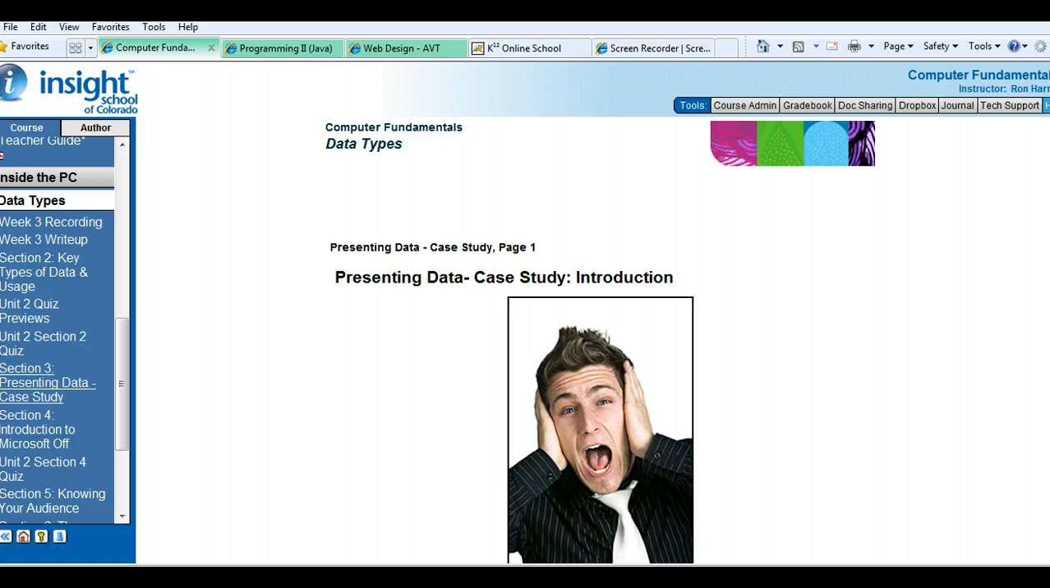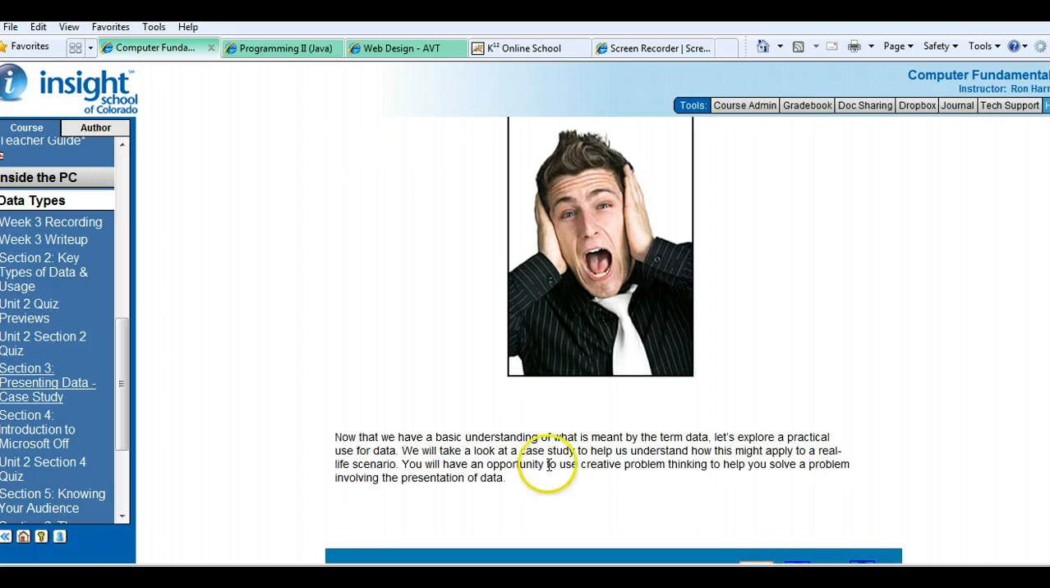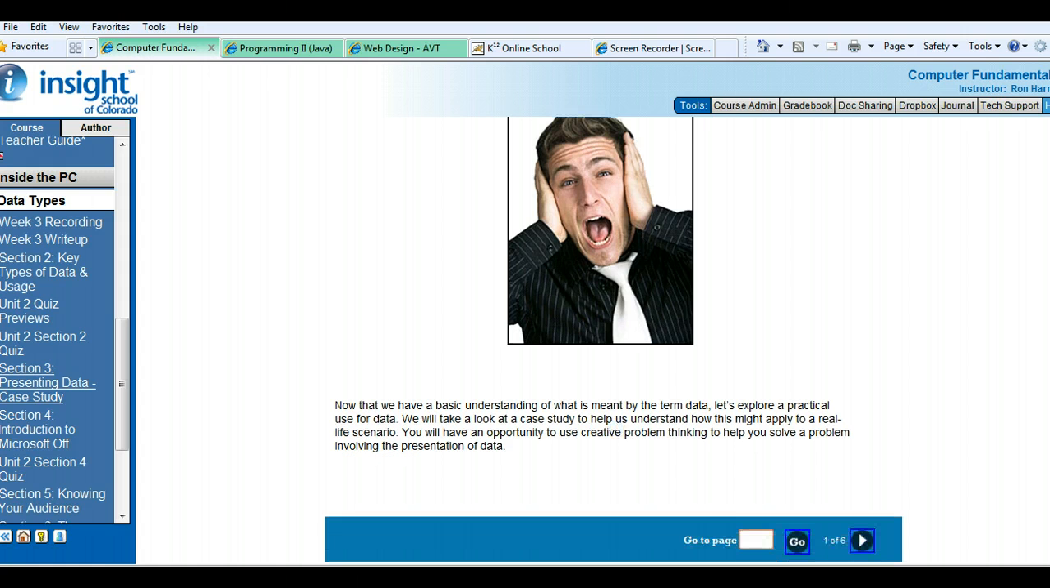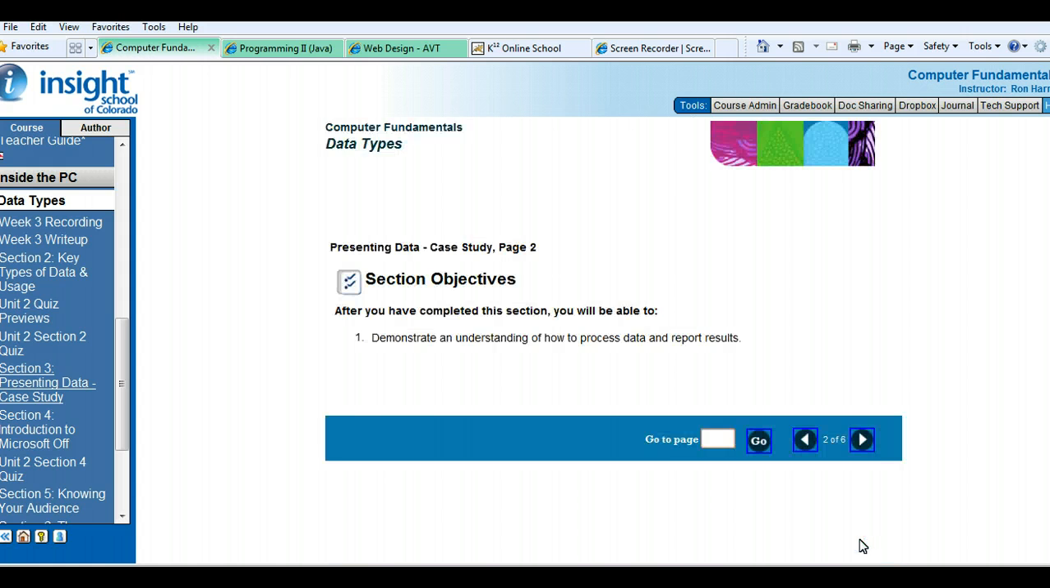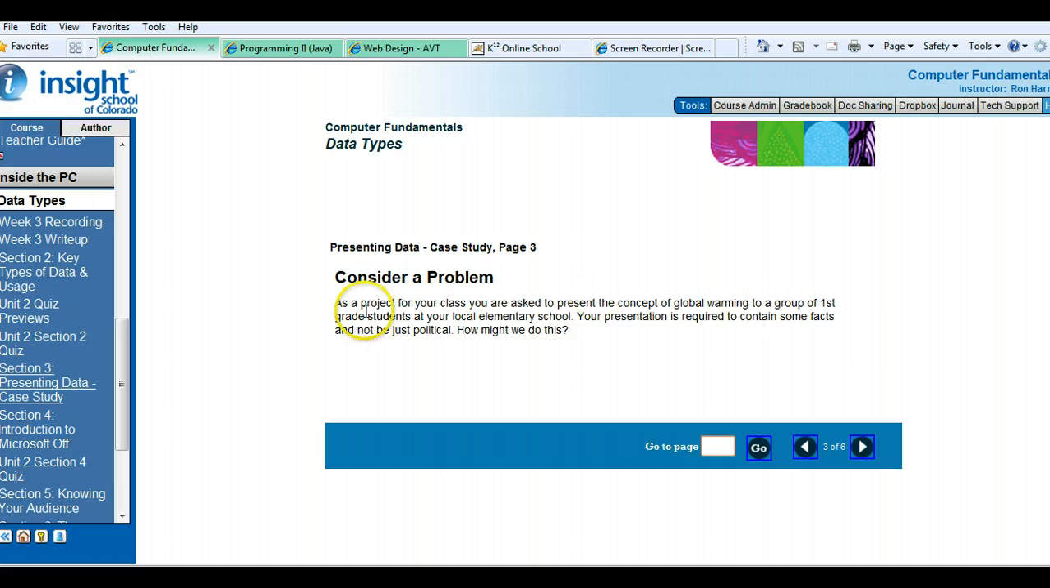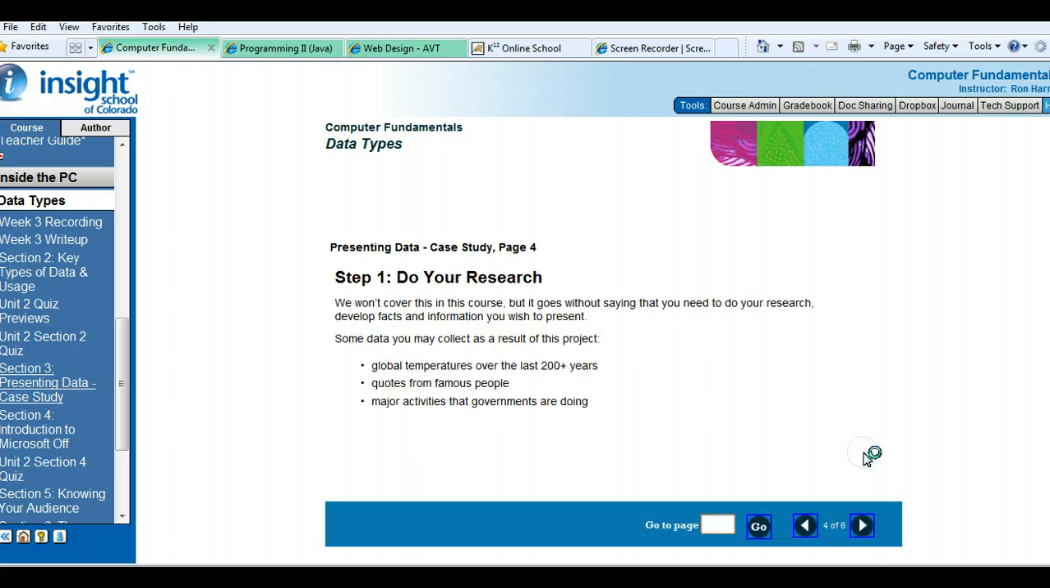Let's think about that. So presenting data, the case study introduction. We have a basic understanding of what data is. Now let's look at using data and figuring out how we're going to get it to other people so it's useful, right? So we're going to demonstrate an understanding of how to process and report data. As a project for your class, you're asked to present global warming to a group of first grade students at the elementary school. Your presentation is required to contain some facts and not just be political. How might we do this? So we're going to present to first graders.